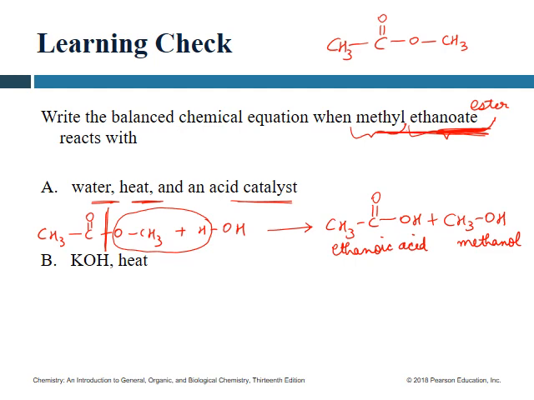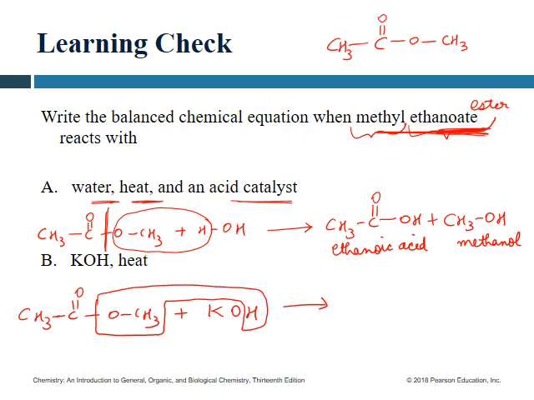Now, how would this react in presence of KOH and heat? KOH means this is a base. So now we have CH3, C double bond O, OCH3 reacting with KOH. How would you break this? Again, this has to make the alcohol, so it needs one hydrogen, which comes from here. So it would form again CH3OH right here, and everything else that is left will join together. So it would become CH3, C double bond O, O with potassium. These are the two components.